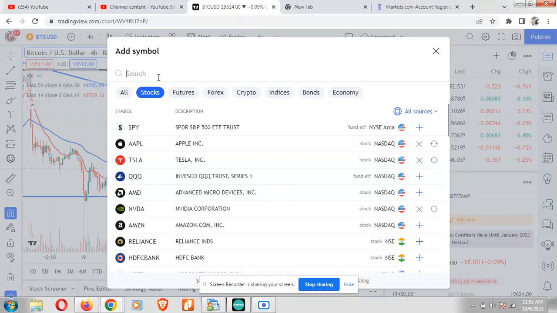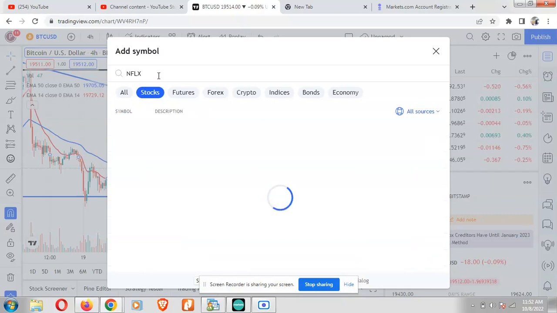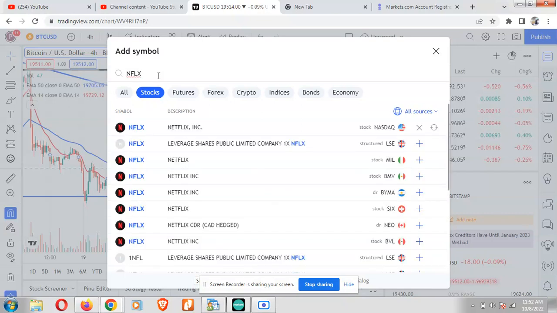Of course, I'm looking at stocks, so I will type NFLX. Remember, I'm talking about Netflix. So Netflix has arrived. Remember, we are looking at stock, Nasdaq and US. I've added it already to my chart, so that's why it's showing me a tick here.